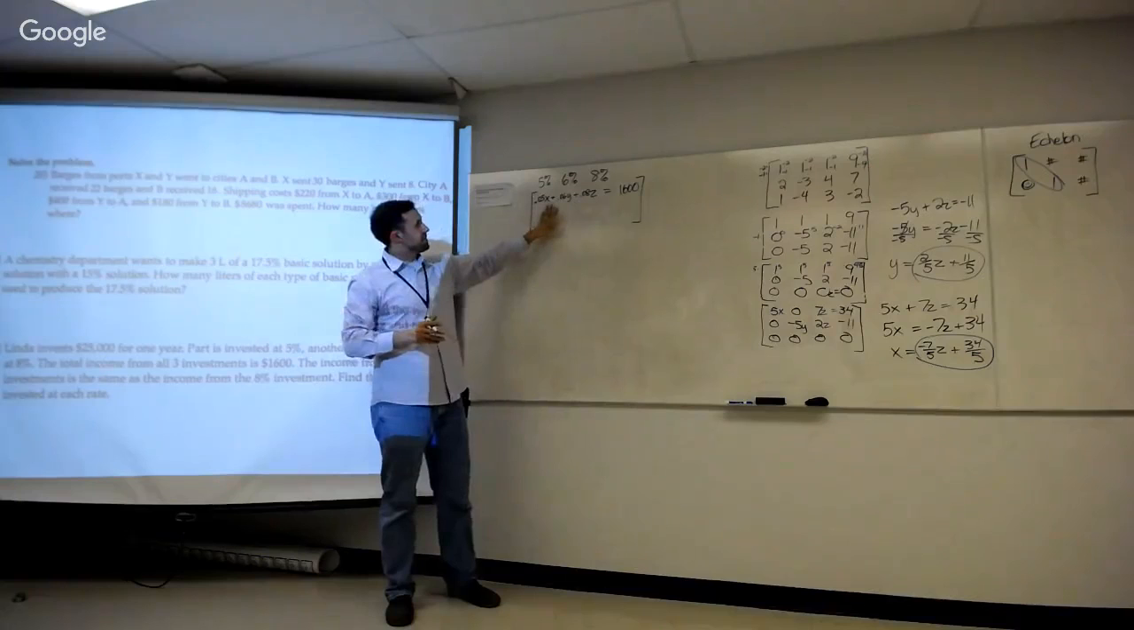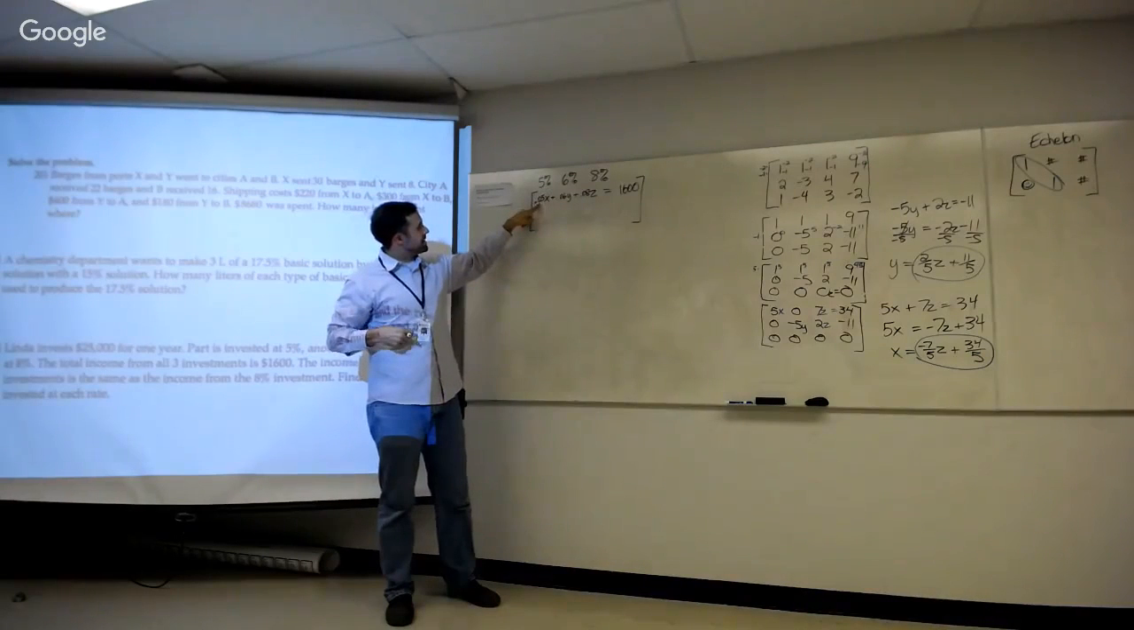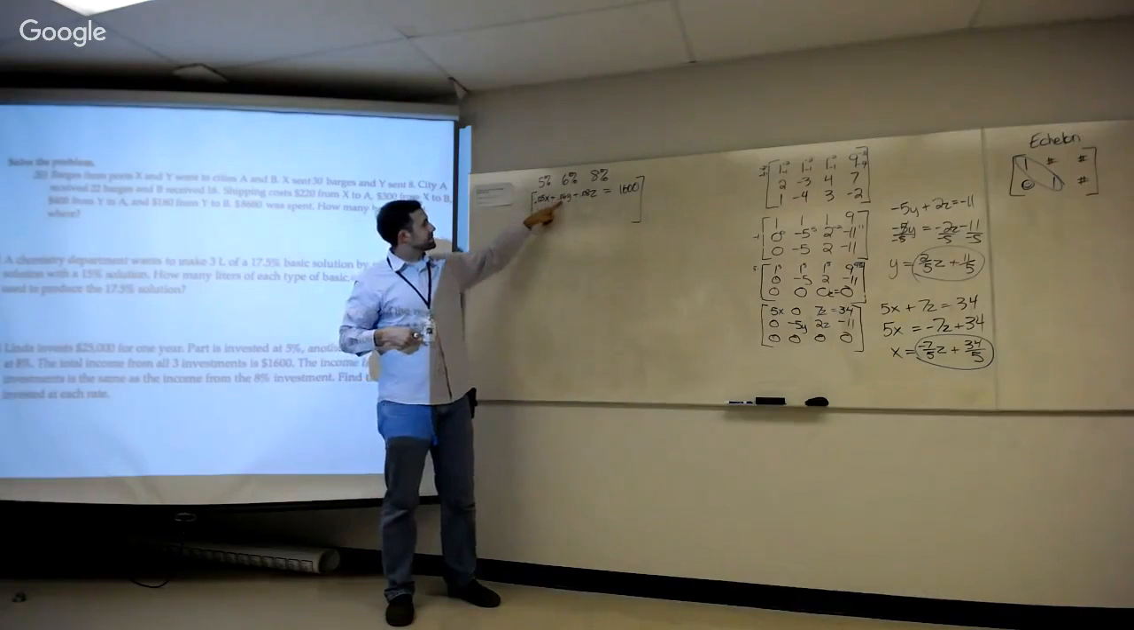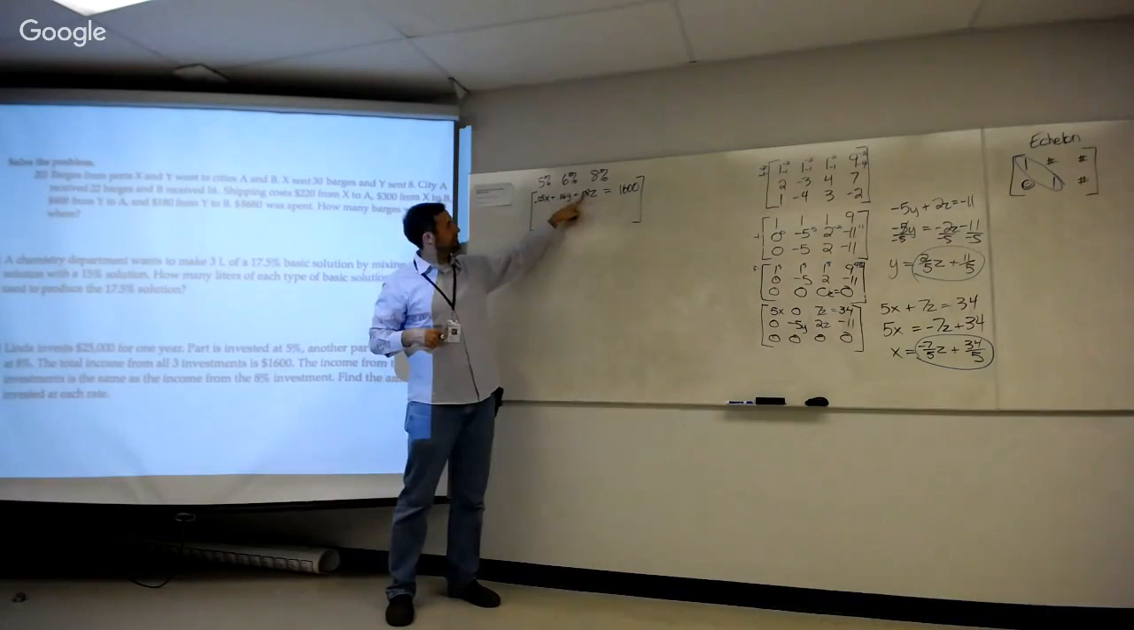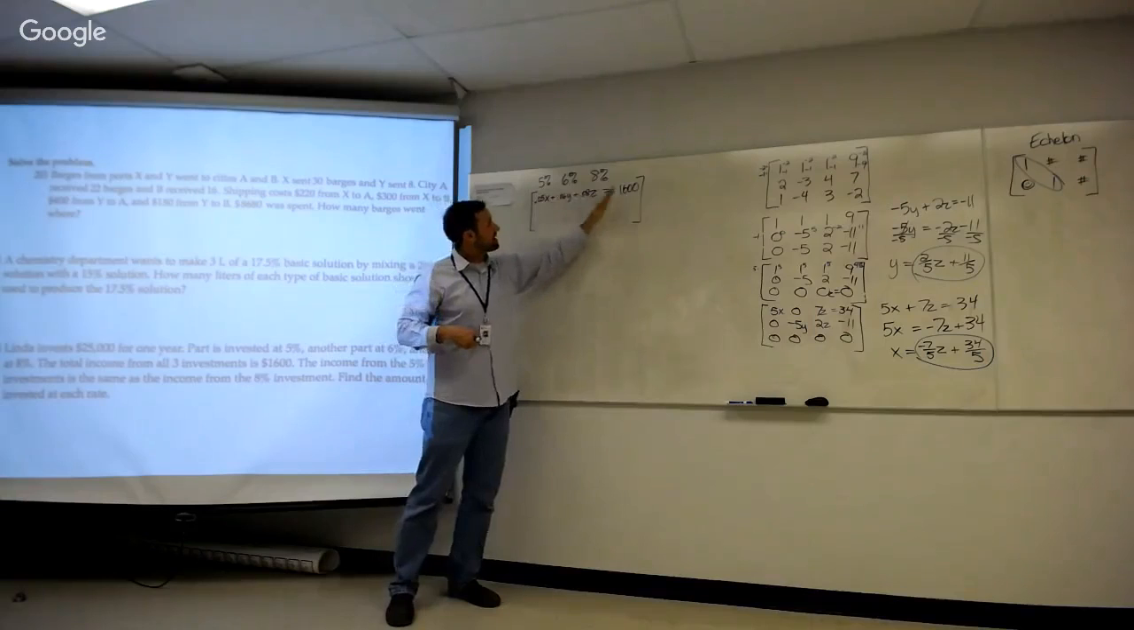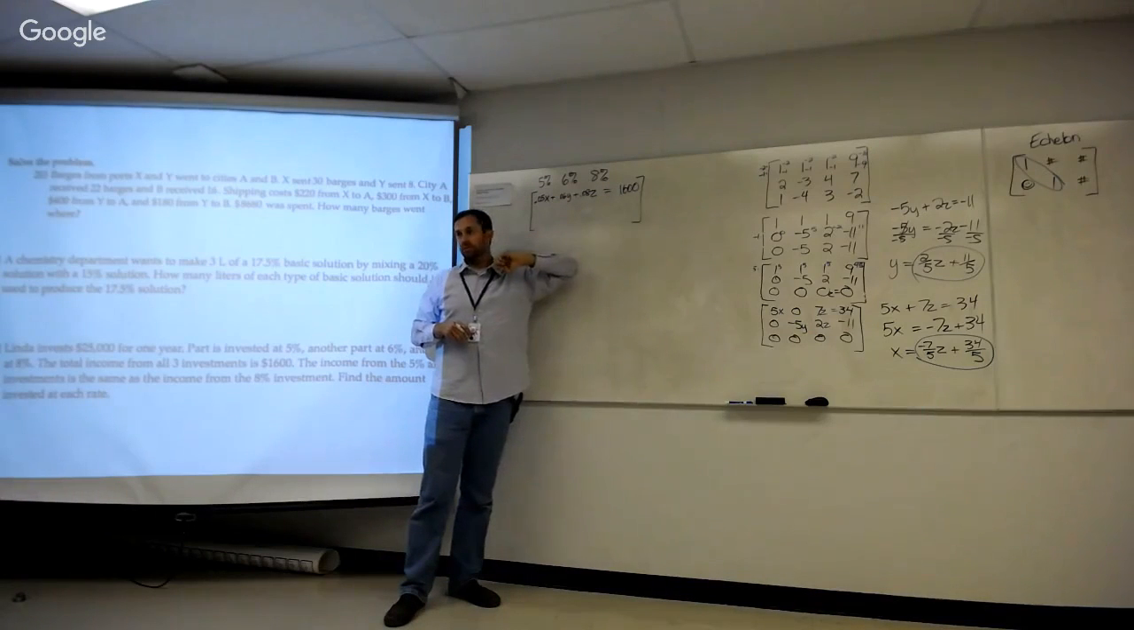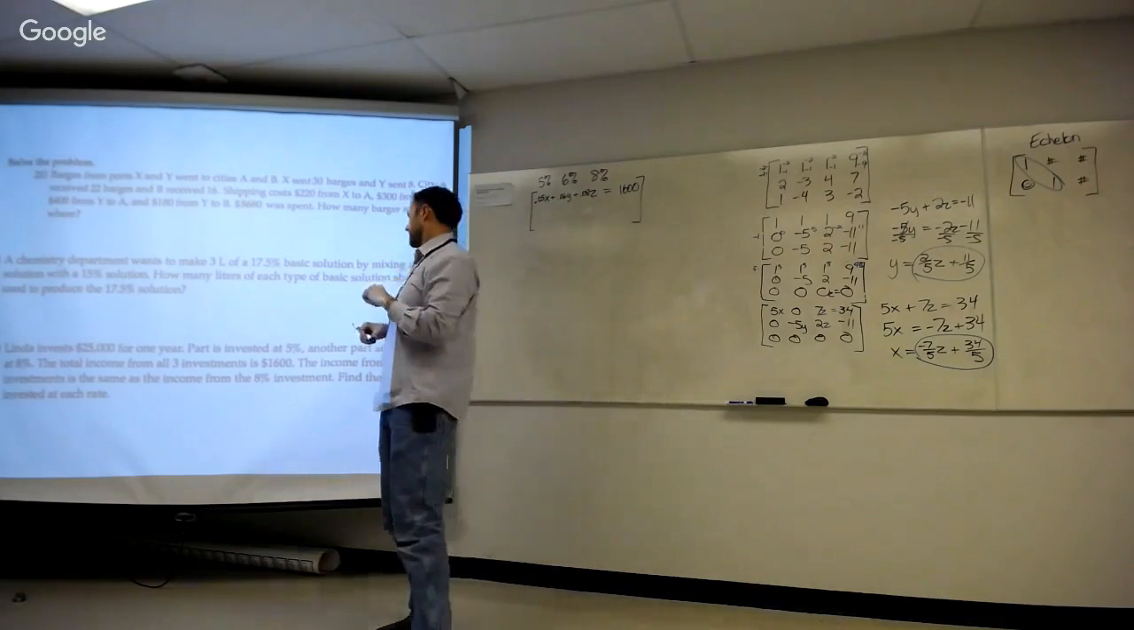So the first thing they're telling us is that 5% of the money you put into that account, and 6% of the amount you put into that account, and 8% of the amount you put in that account, are all interest, and when you add them together, you should get 1,600 interest. Is that an okay equation? Okay, let's keep going.